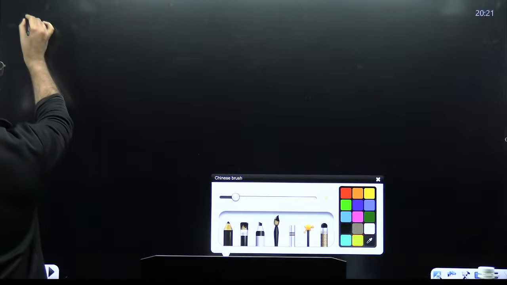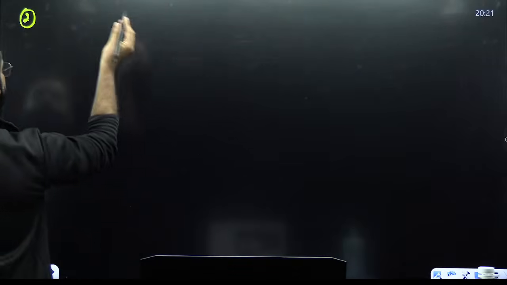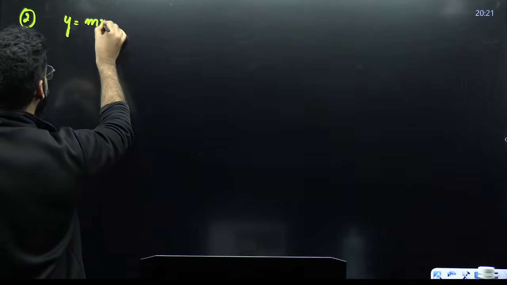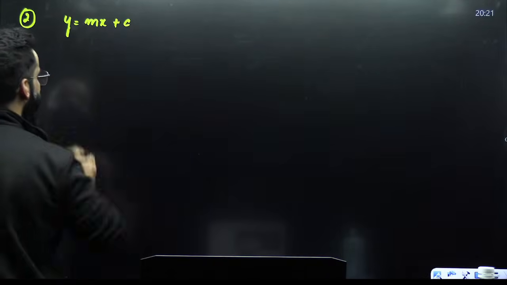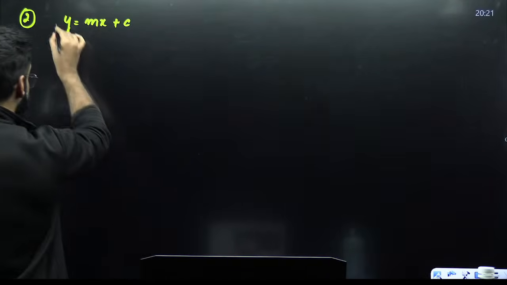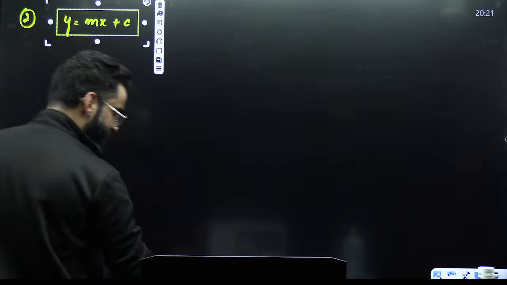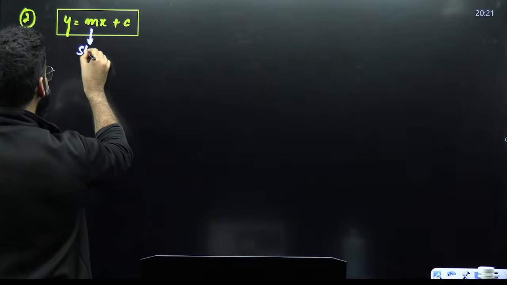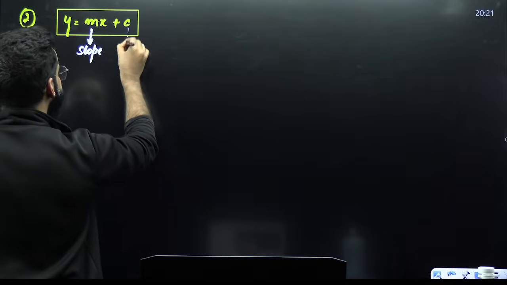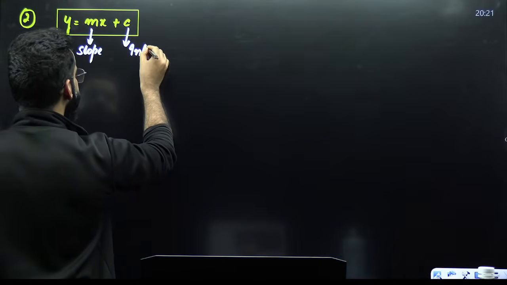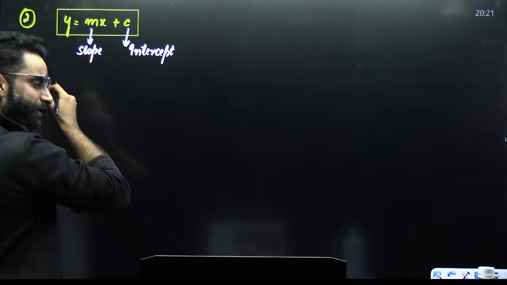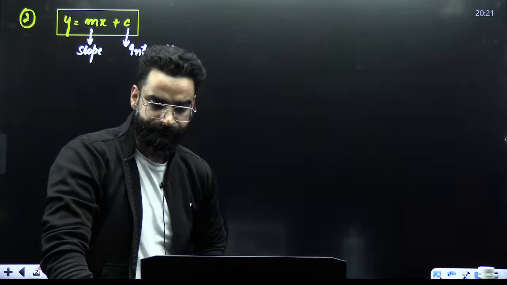My dear students, the second graph which you need to learn, which you need to know, what is that? I'm going to write an equation y is equal to mx plus c. Now, first of all, as I told you already, this m represents slope. And this c is called intercept. What is meant by intercept? You'll understand in some time.